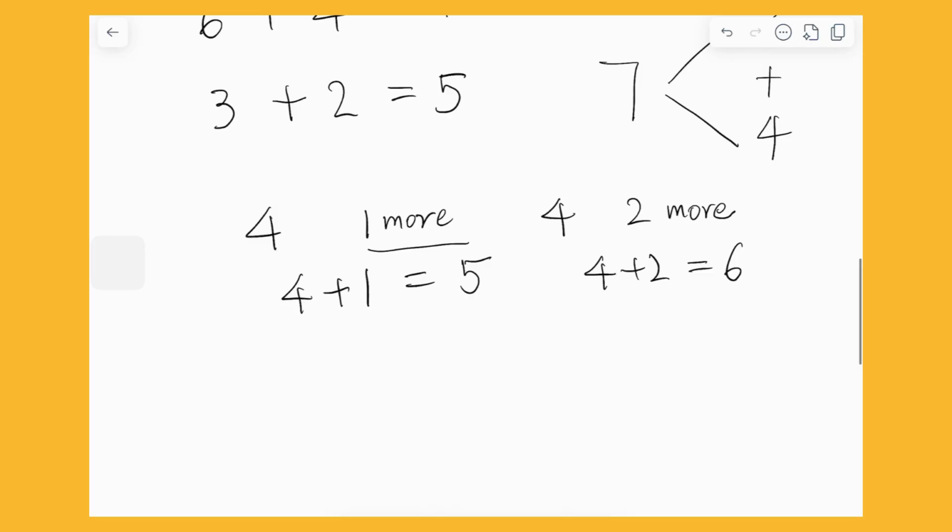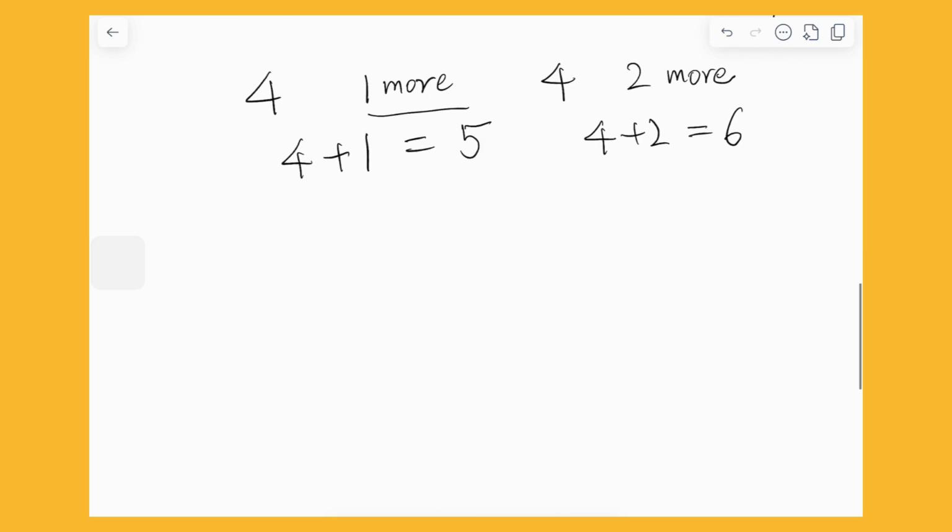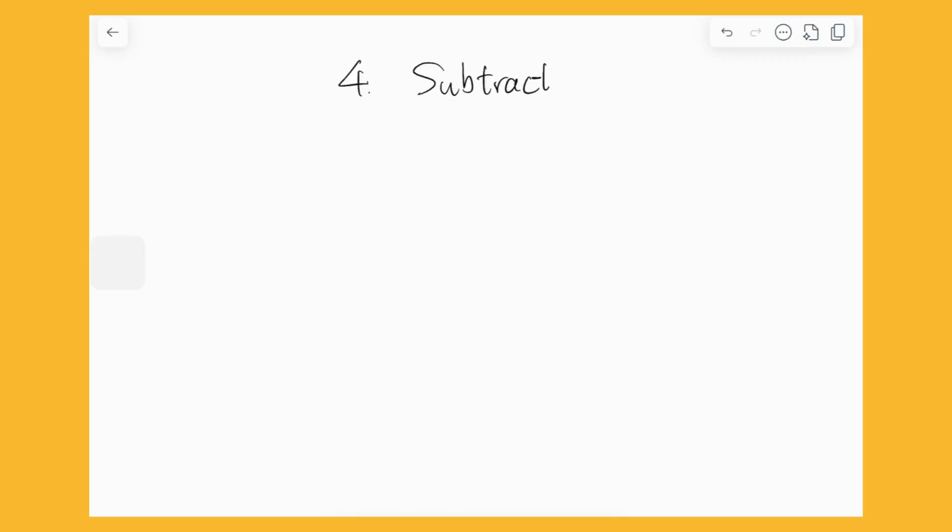Okay, so now we've talked about addition. Let's move to our next topic, which is subtraction. Okay, so now we are going to make subtraction stories. All right, there are 8 birds. 3 birds fly away. 5 birds are left.